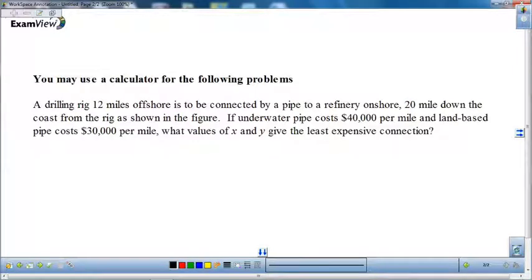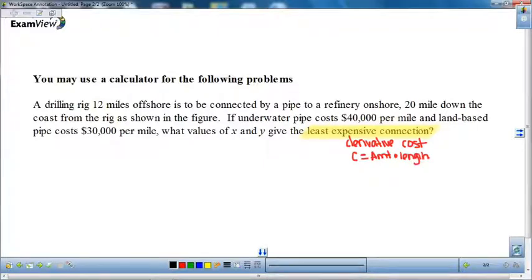When you read this problem, one of the first things that you should ask yourself is what we need to take the derivative of. Notice that we're trying to find the least expensive connection. So that means that we're going to have to take the derivative of cost. So we're going to have a cost equation. And in this case, cost is going to equal the amount of money times the length.